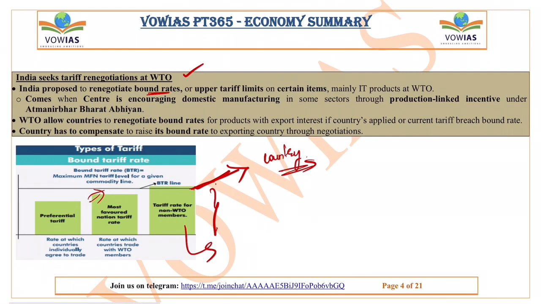India wants to increase domestic production, and through Atmanirbhar Bharat, we actually want to increase domestic manufacturing, and we are also providing some production linked incentives. So that's why we want to renegotiate on this bound line, because if we vary this, then countries will come to us, investments will flow to us. Okay, that's another reason.